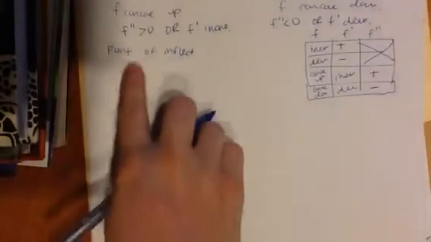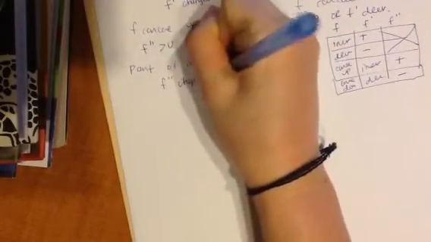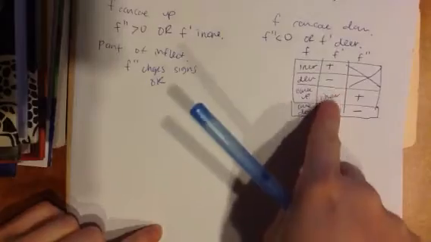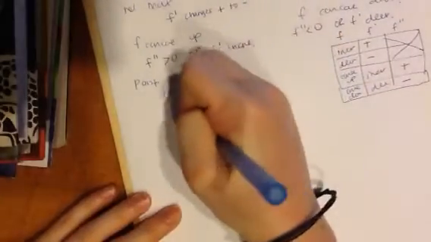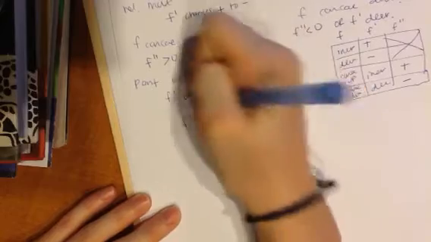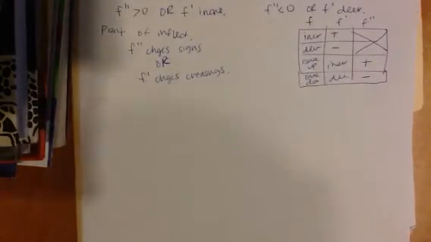All right, and lastly, a point of inflection. A point of inflection is where f double prime changes signs, or f double prime changing signs means f prime is changing from increasing to decreasing or decreasing to increasing. And don't actually write "changes creasings"; say from increasing to decreasing or decreasing to increasing.